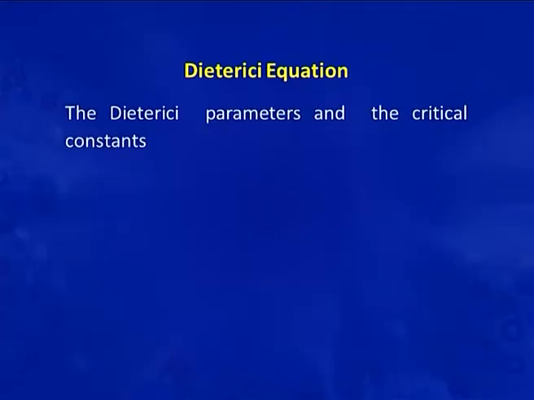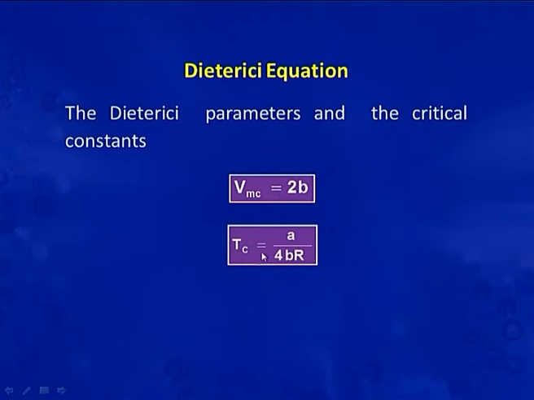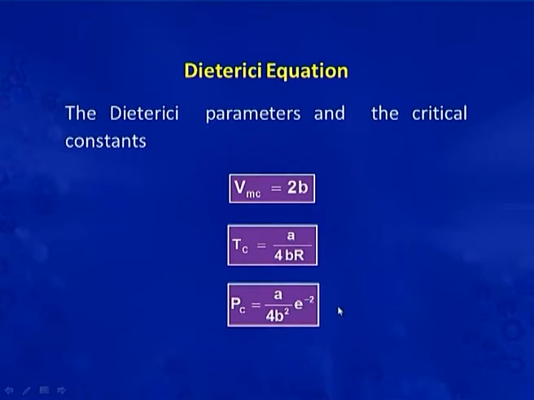Now, the relation between Dieterici parameters a and b and the critical constants, because these are not the same as the van der Waals constants. So, that is Vc = 2b, Tc = a/4bR and Pc = a/(4b²) e^(−2).